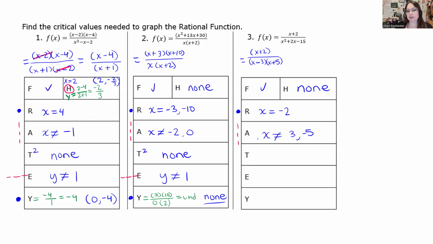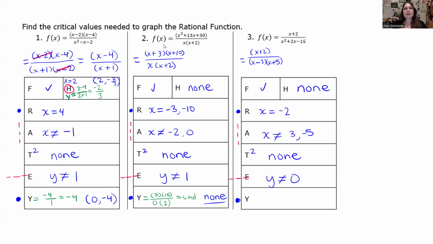Multiplicity. Do I have any factors that are squared? No, so none. End behavior. End behavior is going to be my horizontal asymptote. And I'm going to say that y is not equal to, and I've got to look at the ratio. I have 1 x on top, and how many x's on bottom? 2. When you have a big bottom, it's y equals 0. And we're going to write it as y is not equal to 0 because the graph doesn't live there. Y is not equal to 0.